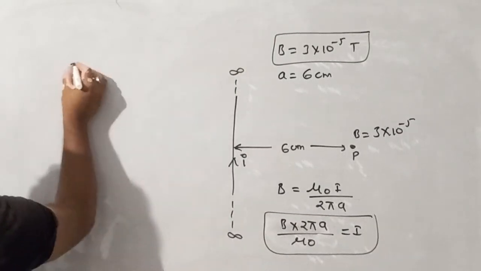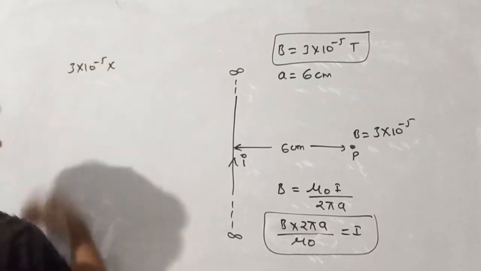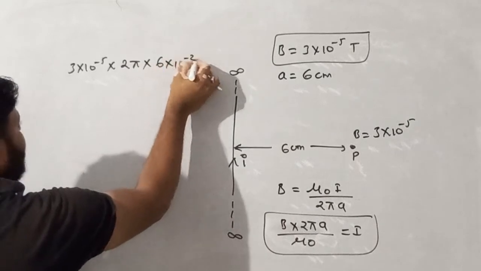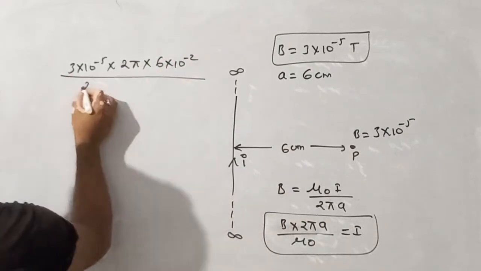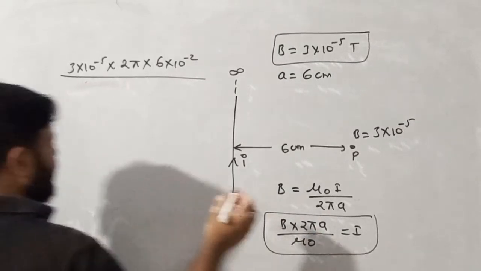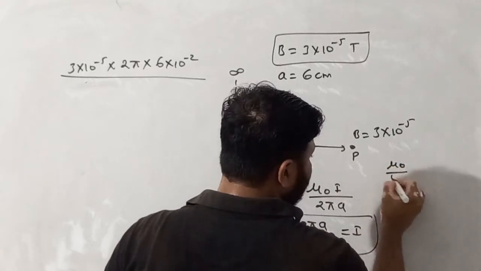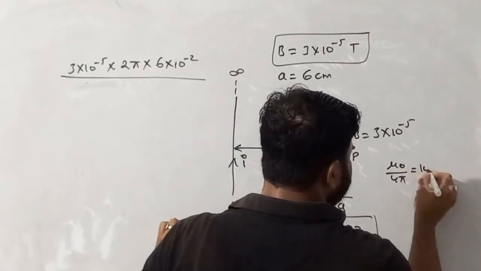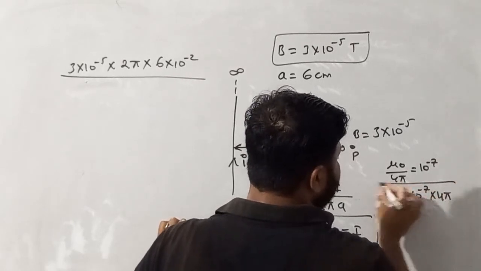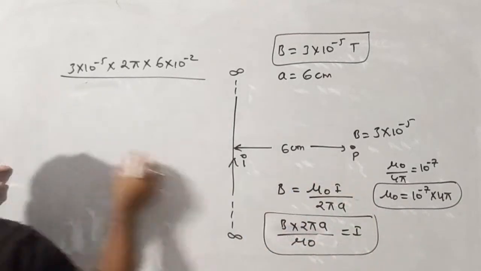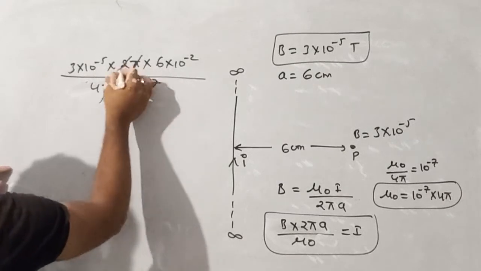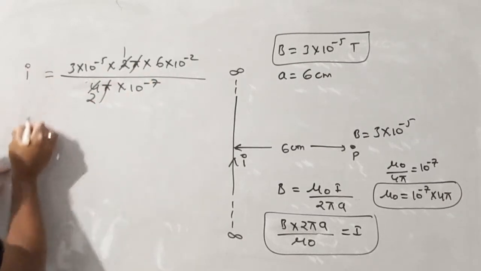So B is given 3 into 10 raised power minus 5, multiply 2 pi, multiply 6 into 10 raised power minus 2, divided by 2 pi into mu naught. So we know that mu naught upon 4 pi is equals to 10 raised power minus 7. So mu naught becomes equals to 10 raised power minus 7 into 4 pi. So instead of mu naught, I'll write 4 pi into 10 raised power minus 7. Pi and pi get cancelled. 2 2s are 4. This is the value of current.